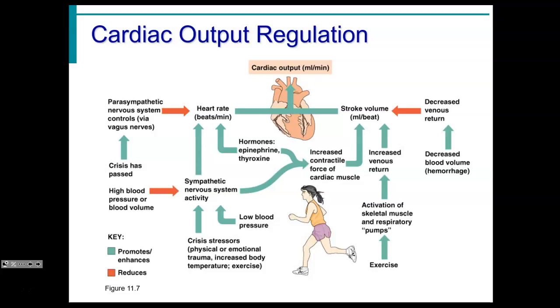When are you using your parasympathetic? Are you using it right now? Yes. Yeah, you're all using it right now. Sure. Okay, that's the parasympathetic nervous system.